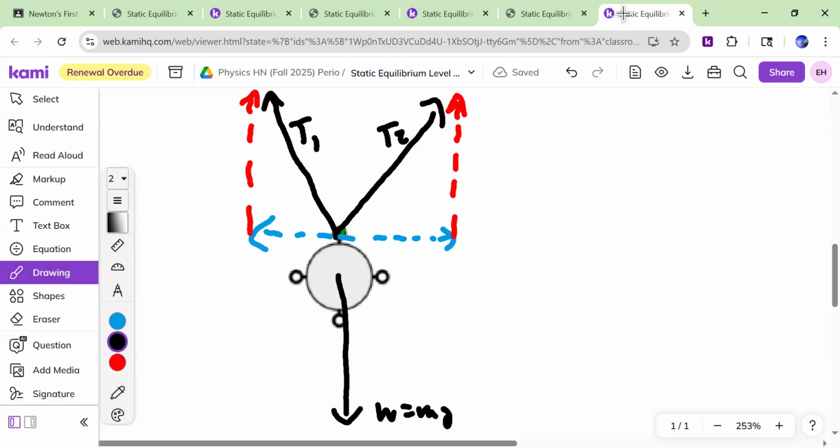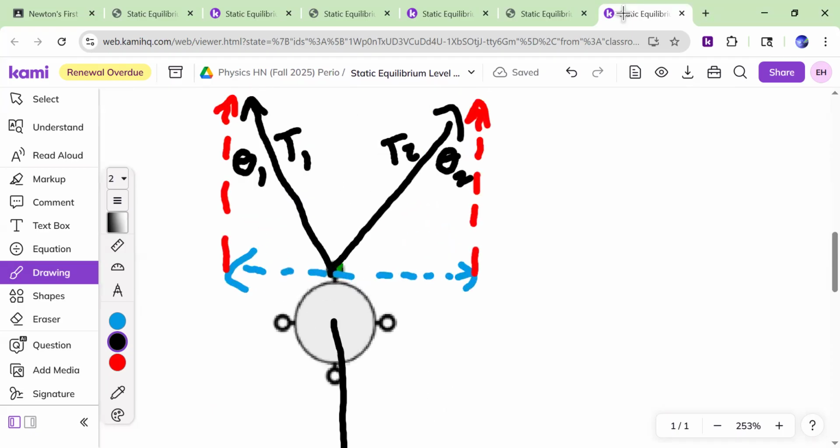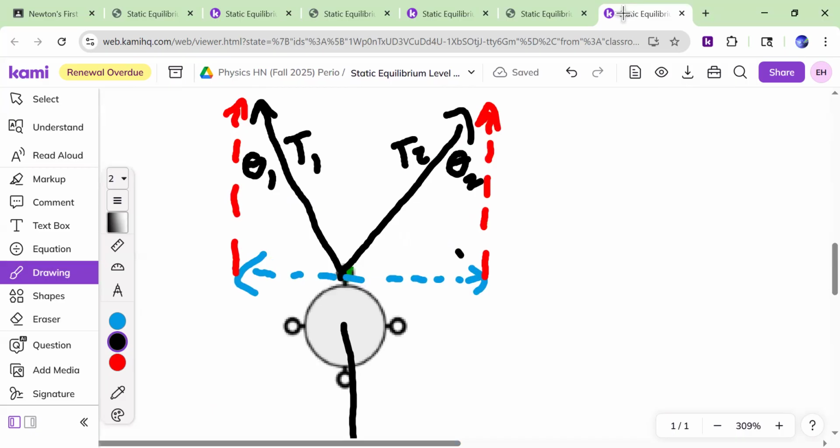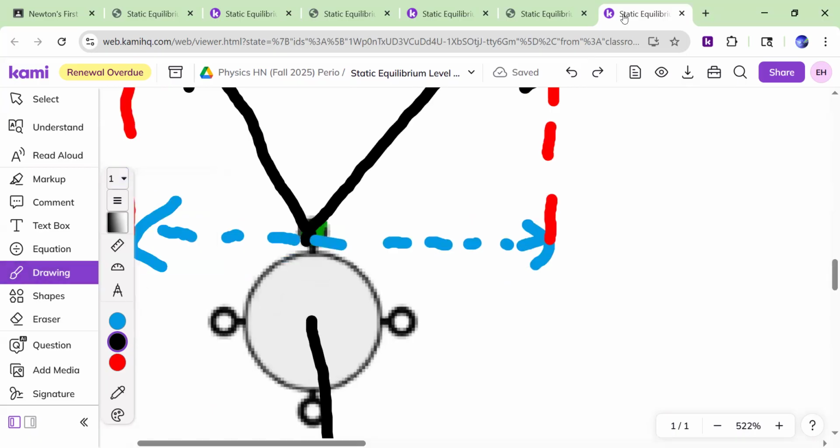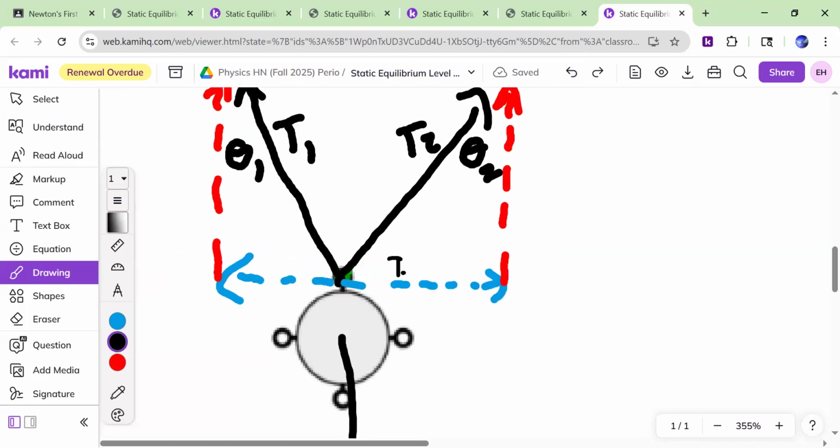Okay, now since this is T1, I'm going to call this theta 1. And since this is T2, I'm going to call that theta 2. Okay, so here we go. The blue component down here is the opposite side of the triangle. So that would make this T2, not T1, T2 times the sine of the angle, theta 2.